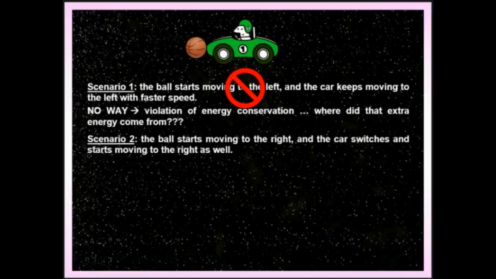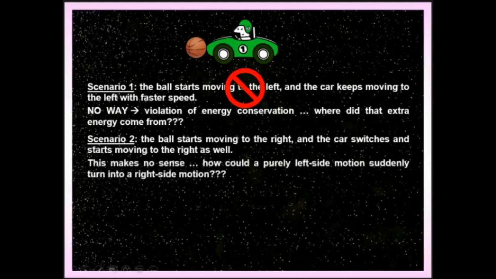To the left. Because of the what? Because of the force applied by the car on the basketball. Okay? And by the way, how can you have a system that starts with at least one thing going left, and have everything then go right? Can't be. It's impossible. So that makes no sense. How could a purely left side motion suddenly turn into right side motion? So you can say, for example, impossible. Directions can't flip like that, especially all directions.